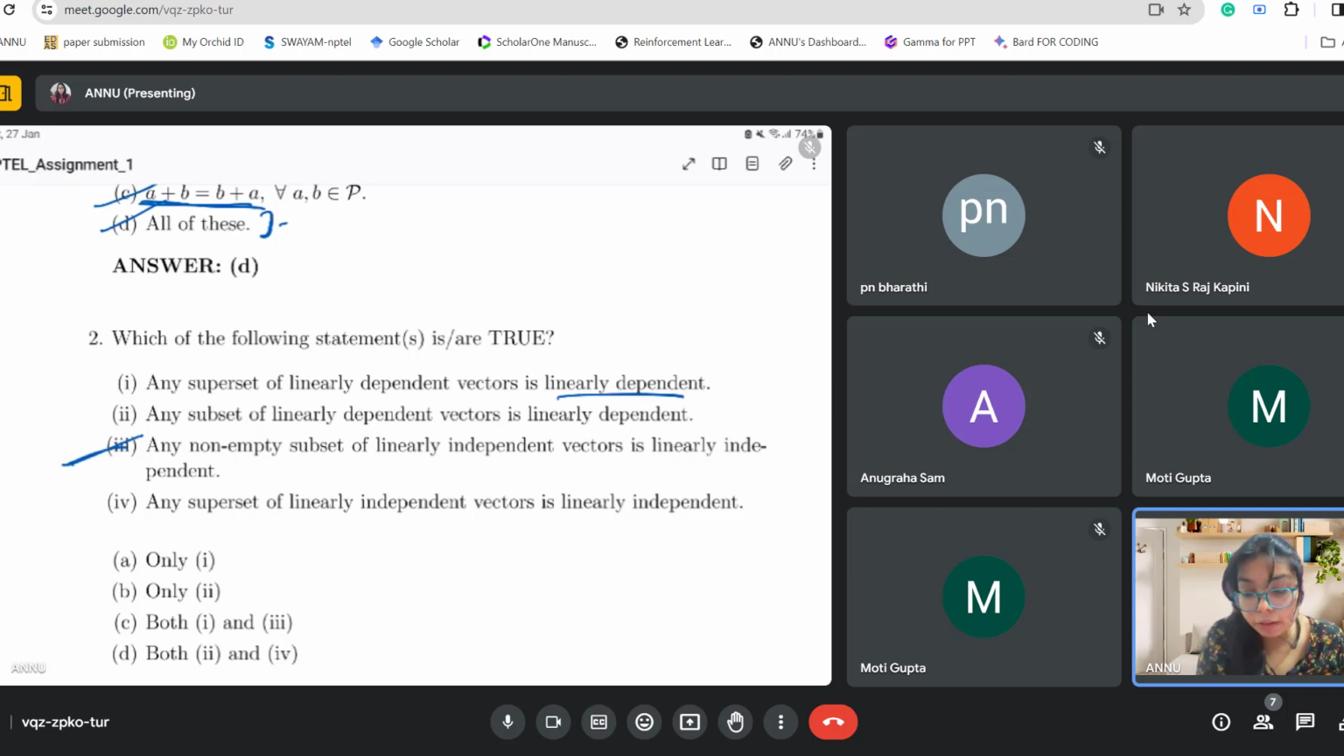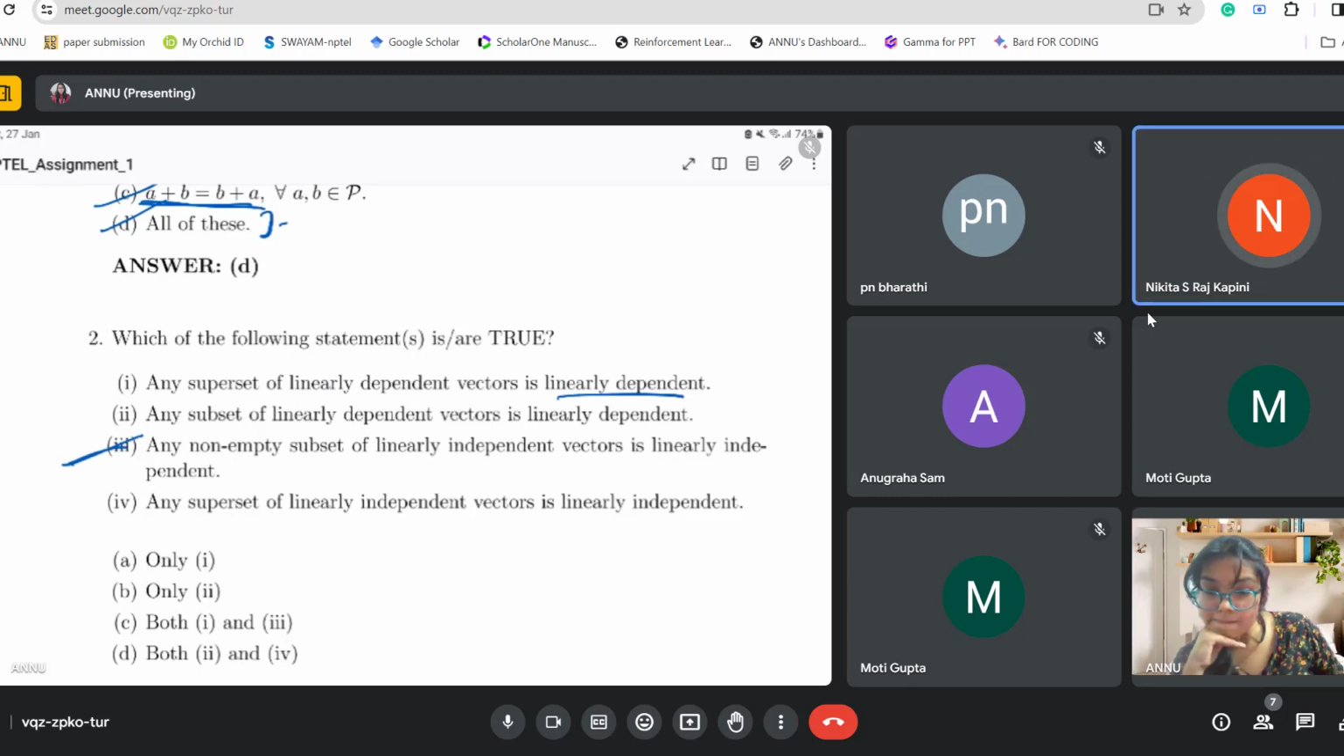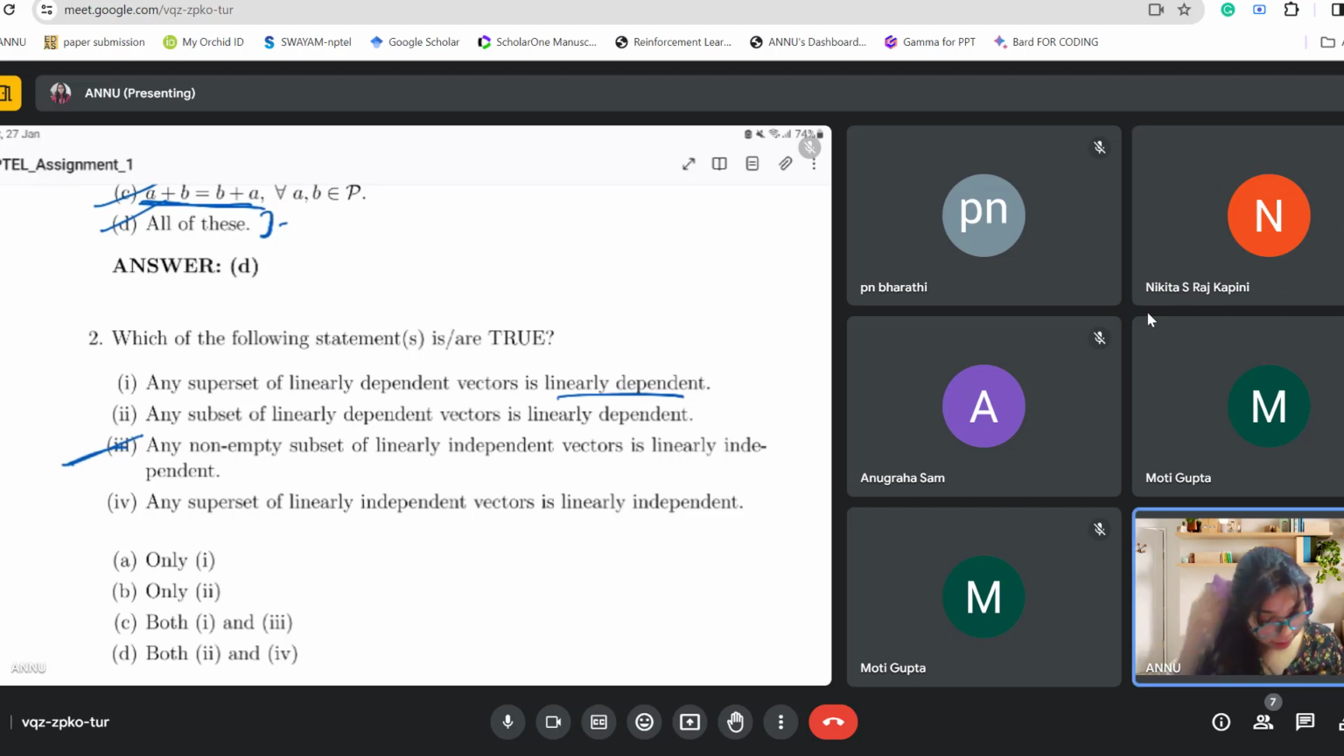Nikita, can you tell some words? Ma'am, basically what I thought was, in linear independence, the combination tends not to be 0 in all cases except the one where all scalars are 0. So there can be a possibility that when you cut down some of the terms, when you take a subset, it might.